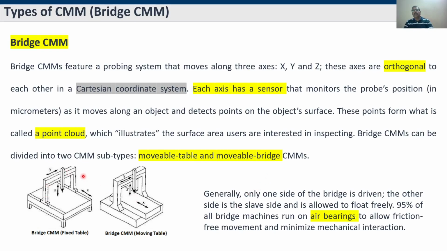Okay, and most of the bridge type CMM machines will come with air bearings in the driven mechanism, which will allow friction-free movement and minimize the mechanical interaction. If you add lots of mechanical interaction, like rack and pinion or gear mechanisms, with lots of moving components, friction may happen and it will affect us. So they try to avoid all of that, and they use air bearings so that friction-free movement is possible and we are able to achieve highly accurate and precise measurement.